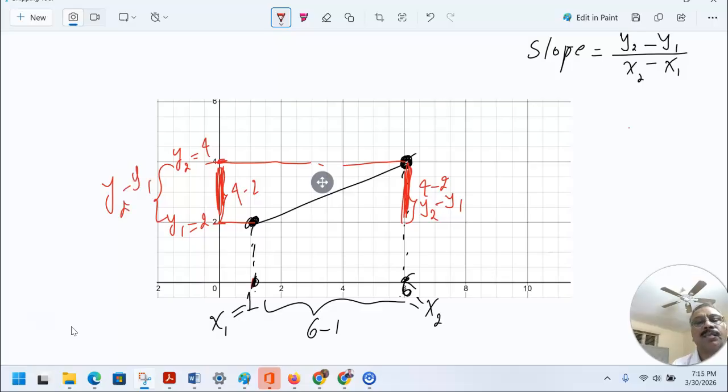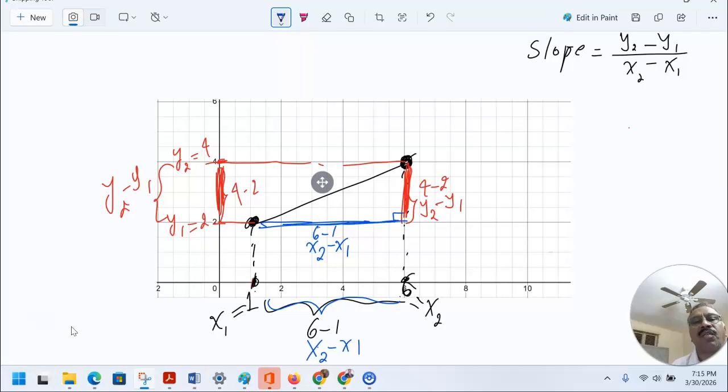And then let me use the blue color to show this one is 6 minus 1, which is x2 minus x1. See? Same thing, this distance. This is the horizontal distance. I create a triangle, and this is 6 minus 1, which is x2 minus x1.